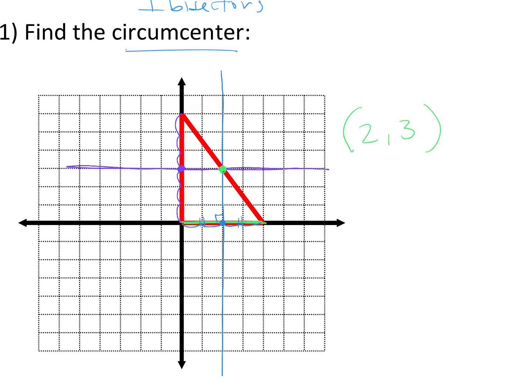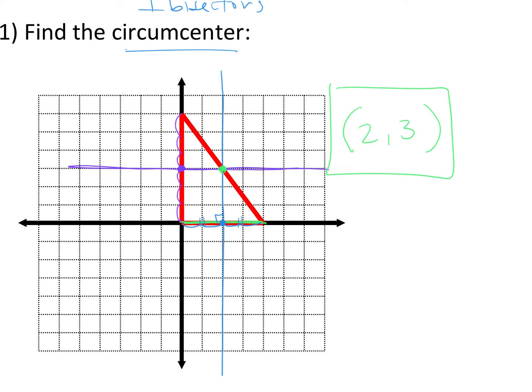Now, could we have found the third one? Yes, we could have. Do we need to? No. If you find the 2, wherever those 2 meet, the third one's going to meet there as well. On the constructions, do all 3 for me because it's just a good way for you to check it. But on these problems, I'm not going to make you go through the work of finding the slope and finding your y-intercept and all of that stuff. That's too much. So you find this, you give me the point of intersection as your answer. 2, 3 is your circumcenter.